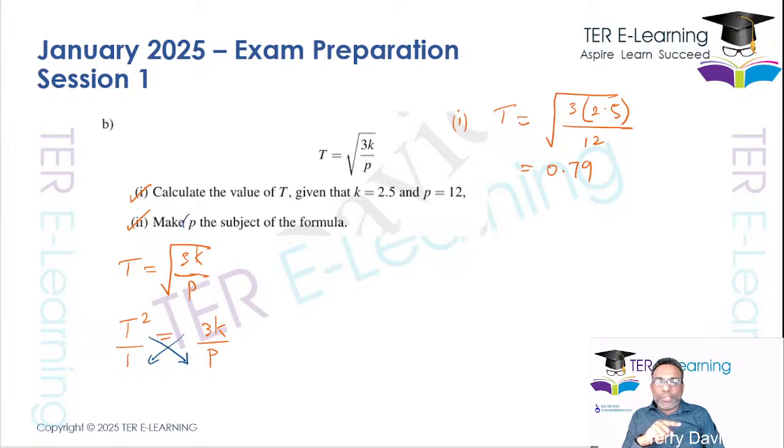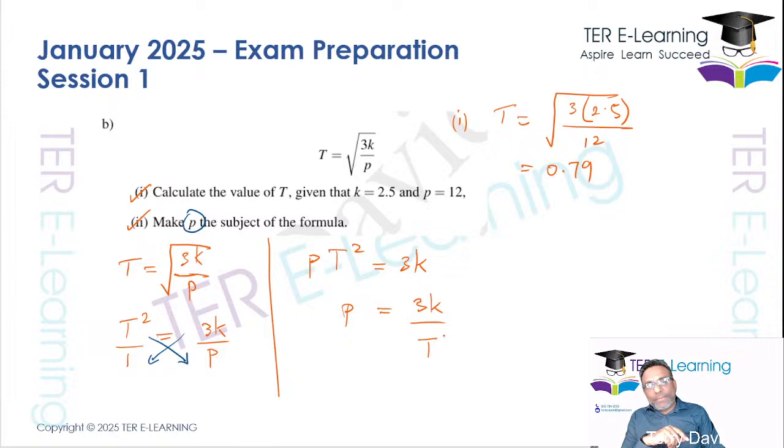Now keep in mind what you're trying to make the subject of the formula. You're trying to make p the subject of the formula. So if I cross multiply, you end up with p times t squared is equal to 3k. So therefore, if we make p the subject of the formula, p is simply going to be 3k all over t squared. So that's the formula that I get when I rearrange this. So that's part B.